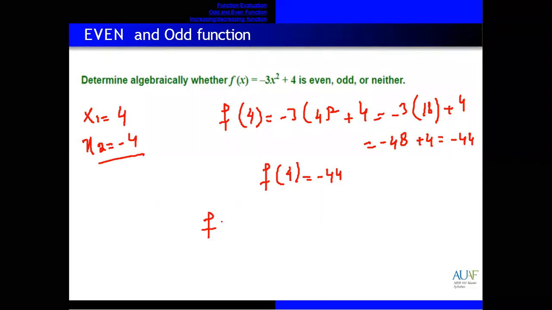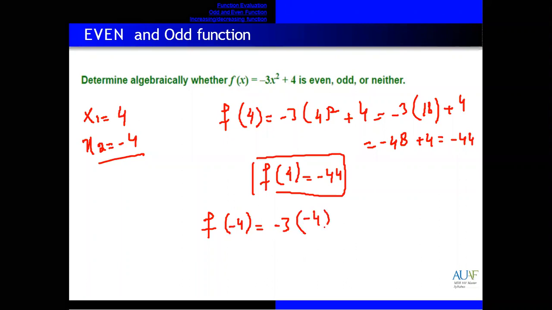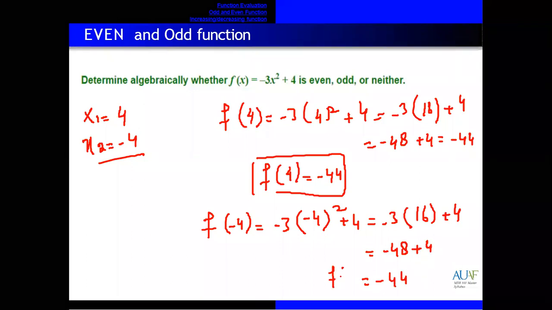then function equal to what? f(-4) = -3 × (-4)² + 4. So -3 × 16 equal to -48, plus 4 equal to what? -44. So both are the same, like -4 and +4. Both give you -44.